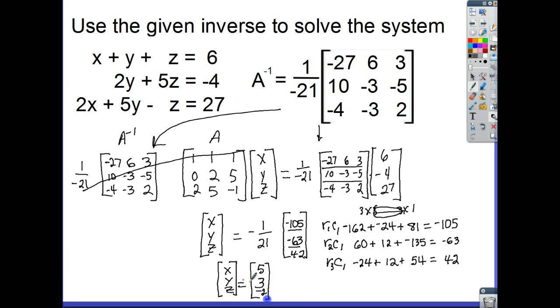We got the equal matrix, so X is equal to 5, y is equal to 3, and z is equal to -2.